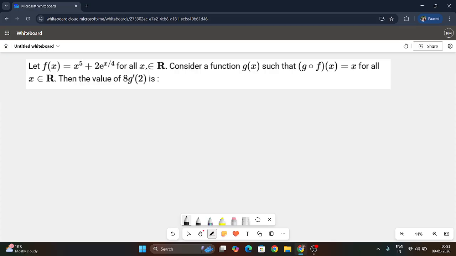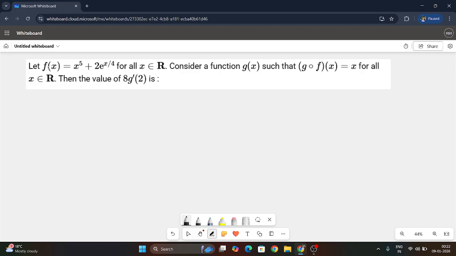For all x belonging to real numbers, consider a function g(x) such that g(f(x)) is equal to x for all x belonging to real numbers. Then find the value of 8 times g'(2). Okay, we have to find this.